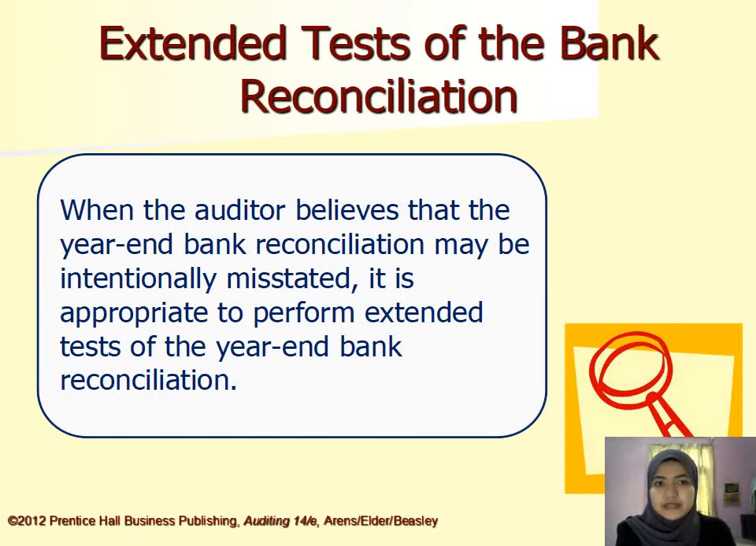Okay, first is the extended test of the bank reconciliation. When the auditor believes that the year-end bank reconciliation may be intentionally misstated, it is appropriate to perform an extended test of the year-end bank reconciliation, which means the extended procedure must verify whether all the transactions in the journal for the month of the year were included correctly or not, and it is necessary to double-check that all the things in the bank reconciliation were correct.